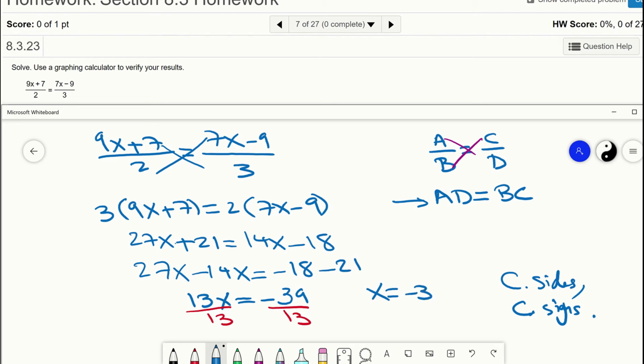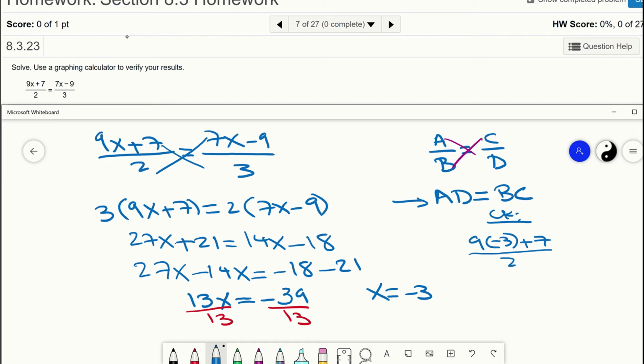And this is really, really simple. So let's just go ahead and quickly check it together. So here's a check. 9 times negative 3 plus 7. Remember, we're just taking negative 3 and we're plugging it in for x in the original equation. Every place we see x, right? So over 2, we want to know if that's equal to 7 times negative 3 minus 9 over 3.